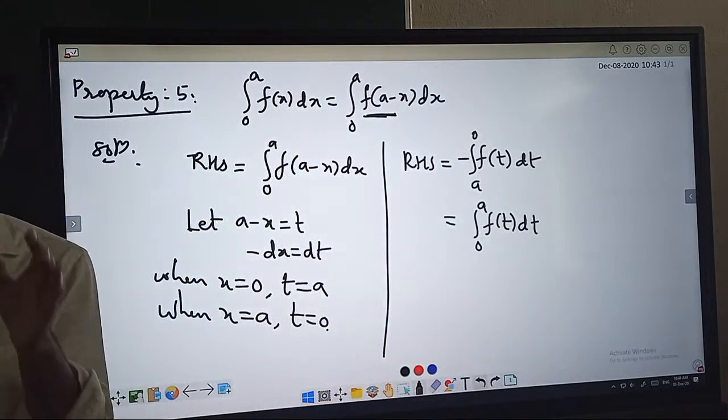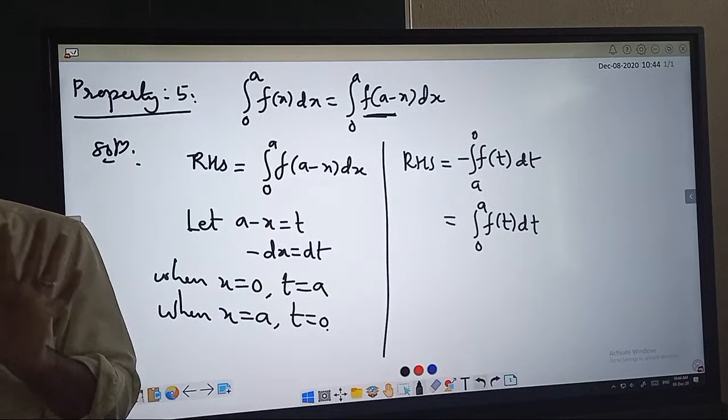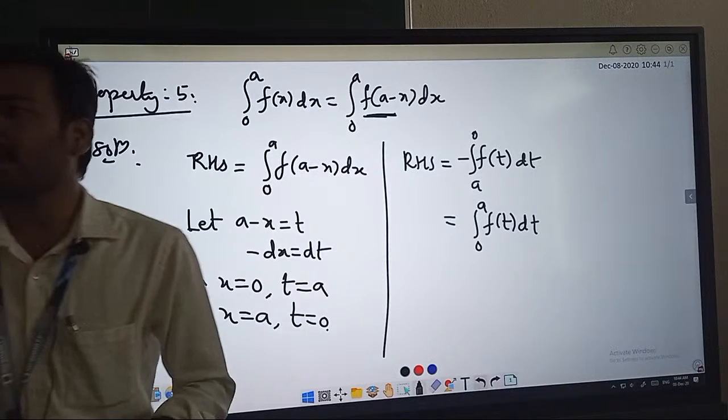This is integral 0 to a of f(t) dt. Generally whenever you write the limits, the lower limit will be smaller compared to the upper limit. That is the pattern.